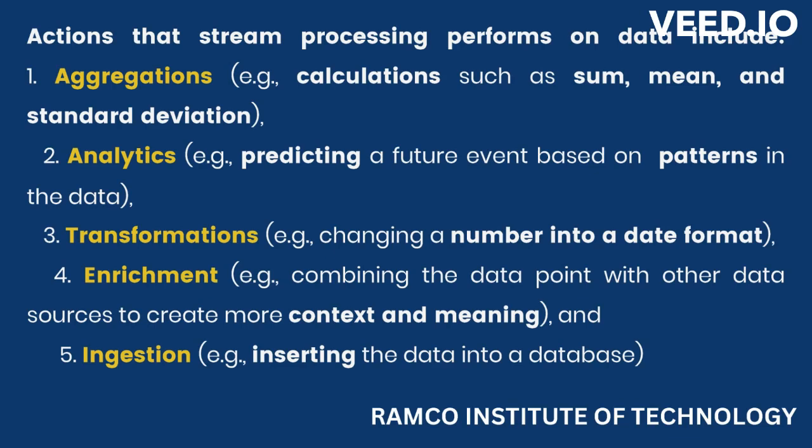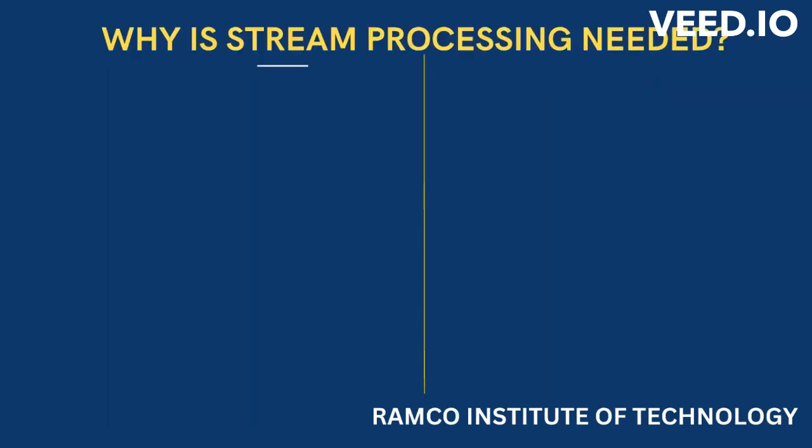Then transformation is changing a number into the date format. Enrichment is combining the data point with other data sources to create a more enriched context and meaning. And finally, ingestion. Ingestion is nothing but inserting the data into a database. So these are the five actions performed by stream processing on the data.